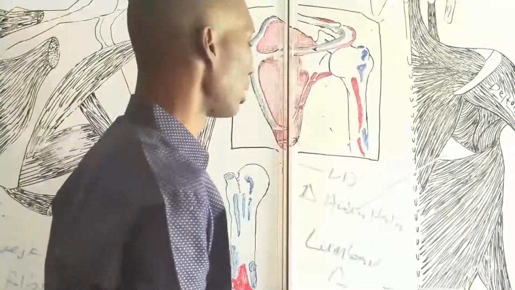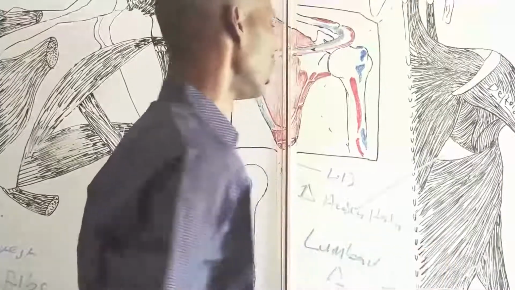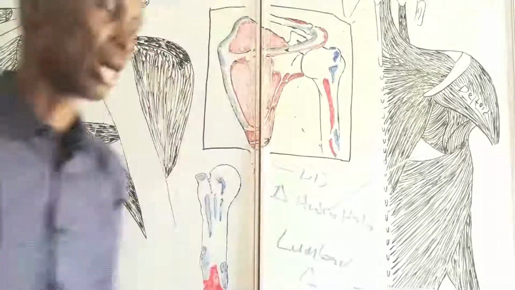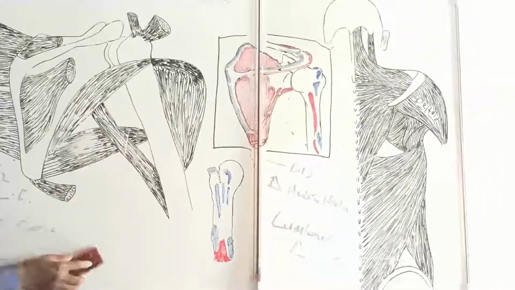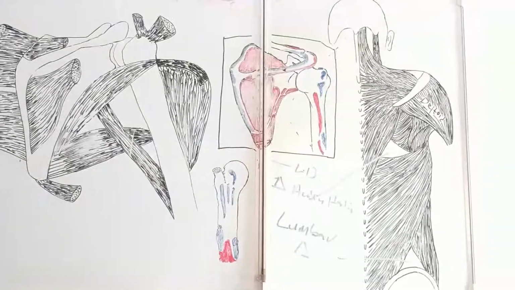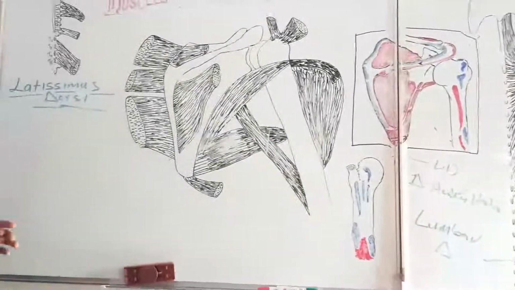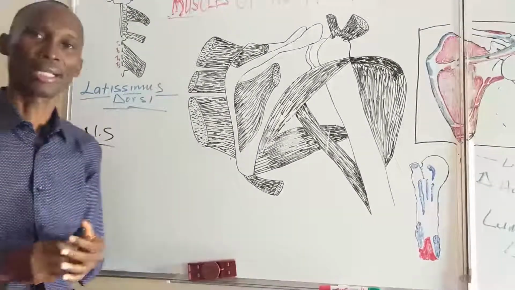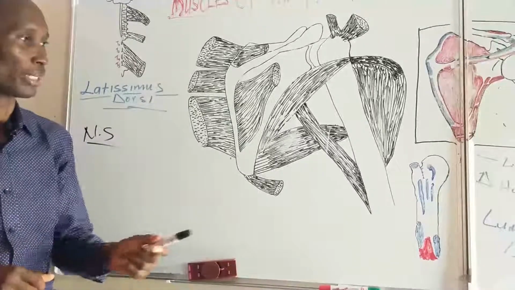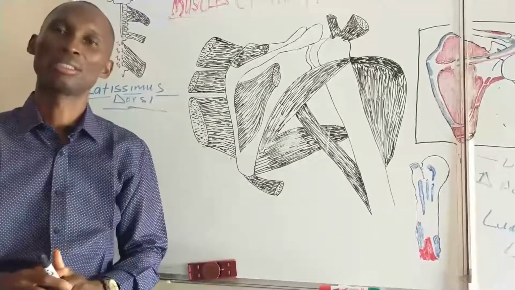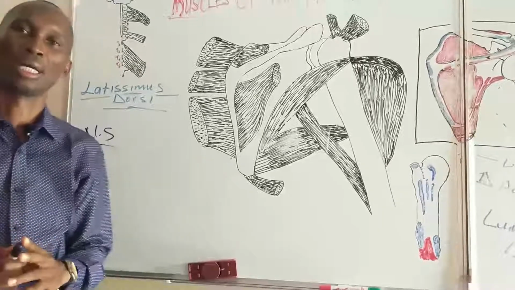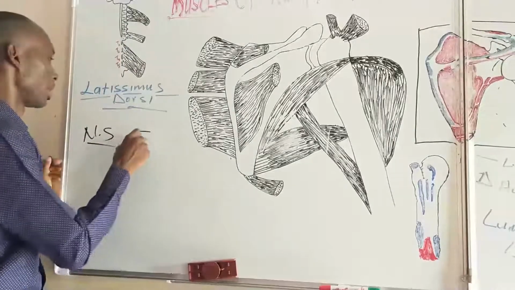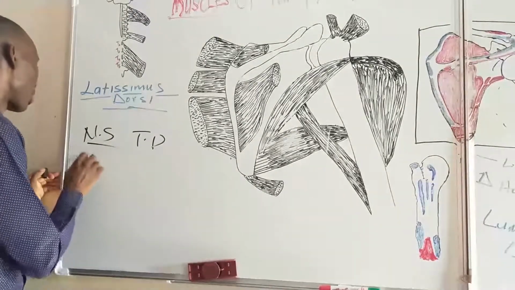So let's look at the nerve supply and action of this muscle. Now, for the nerve supply, we will recall thoracodorsal nerve supply. The thoracodorsal nerve is the nerve that innervates this muscle. And thoracodorsal nerve is one of the branches from the posterior cord. That's thoracodorsal nerve.